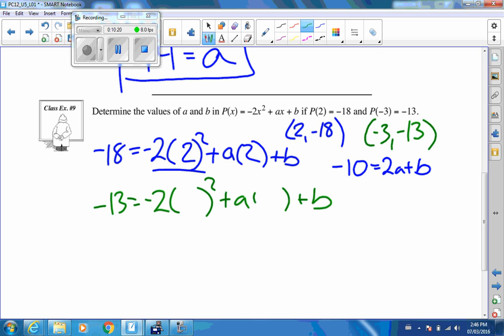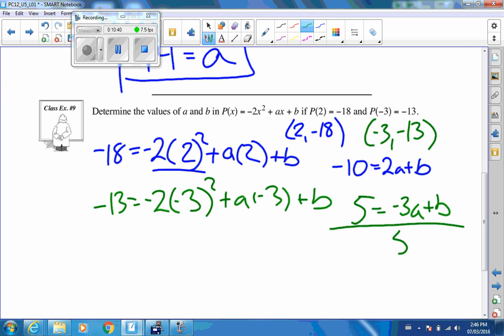And here I wrote those in wrong. It should really be negative 3's now. So 9 times negative 2 is negative 18. Bring that over here is going to be 5. So 5 equals negative 3a plus b. And then I would just solve the system. In this case, I'm just going to subtract down and make my b's go away.